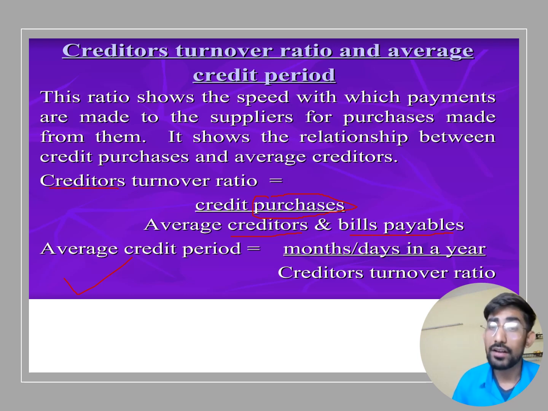Okay, and also we can use the second option, that is we will use this average creditor and bills payable in the numerator. Okay, and we can divide this with this credit purchase and also multiply this with 12 months or 365 days to get our average credit period.